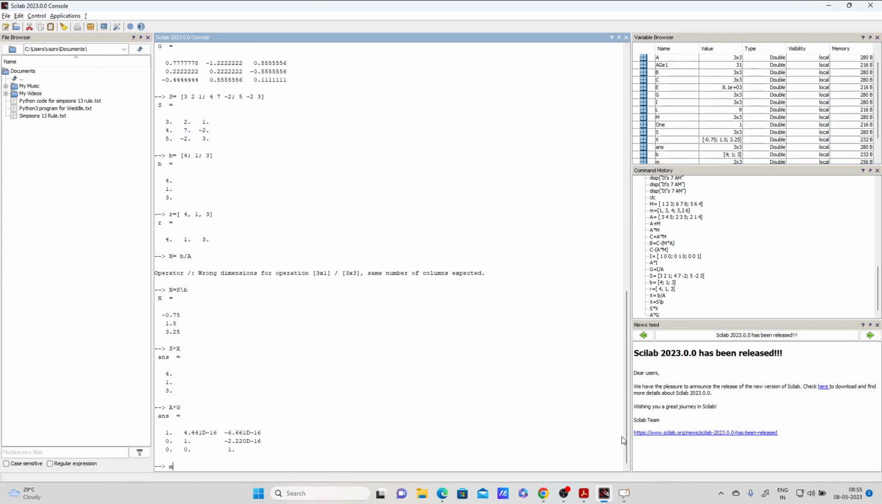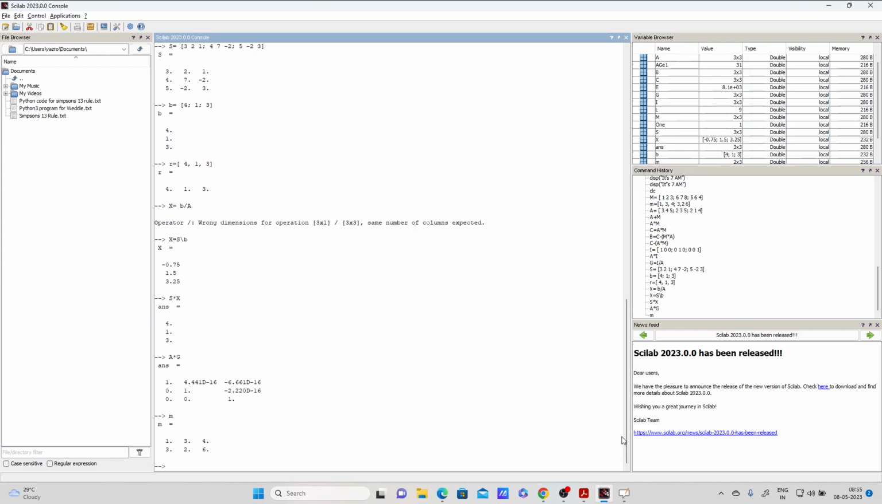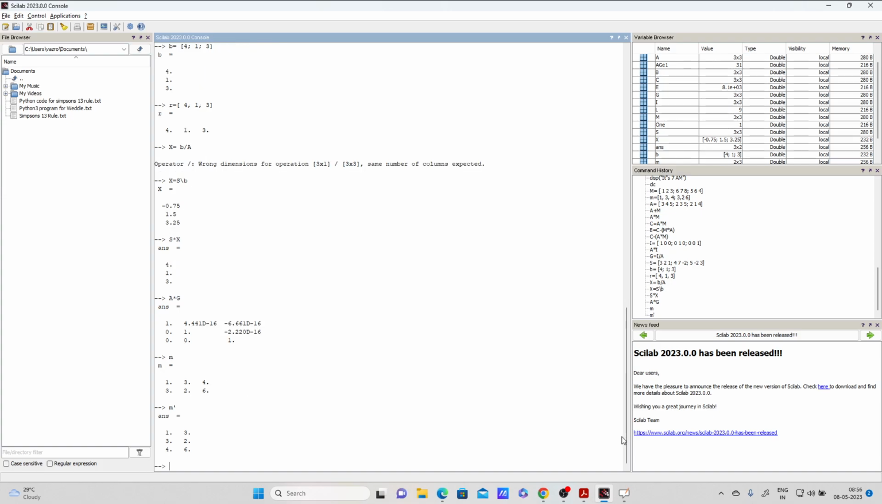Let me just print M again. So this is the M which I defined sometime back. I can also give you another matrix called M transpose. M transpose is defined like this, M apostrophe. So it gives you M transpose.